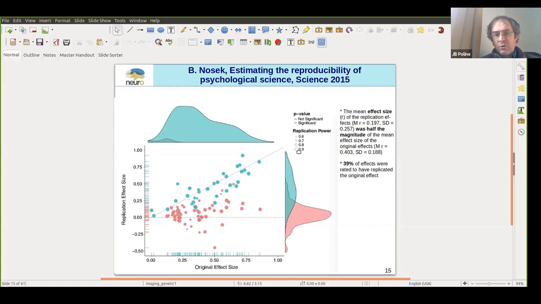And importantly, you look at the replication power, which is the probability that you will find something if the alternative hypothesis is true, and that replication power is kind of large for most of those things. So not all of them, and you could discard maybe some of those very little dots, but still, in general, you find much smaller effects in many of those replications.